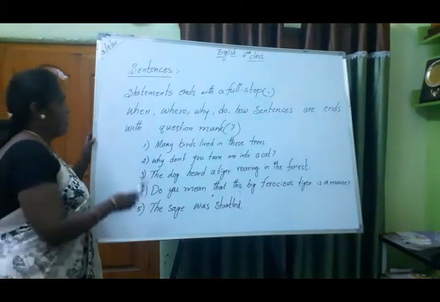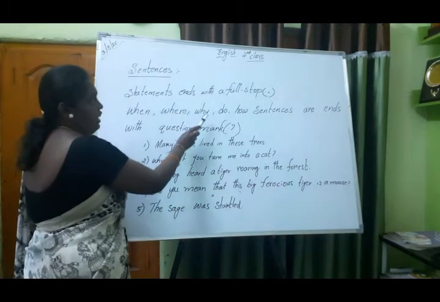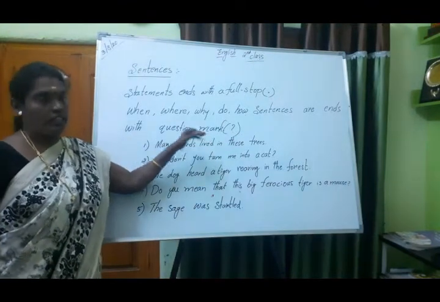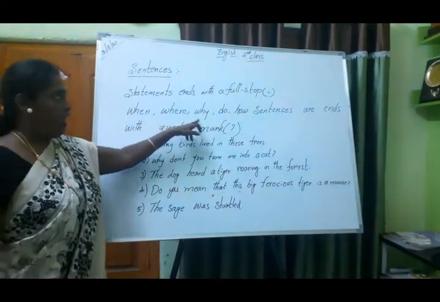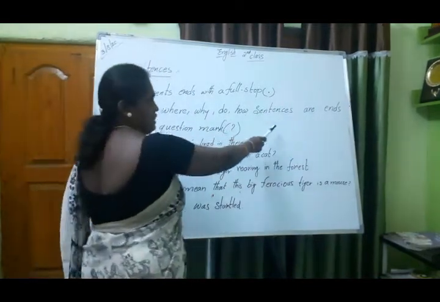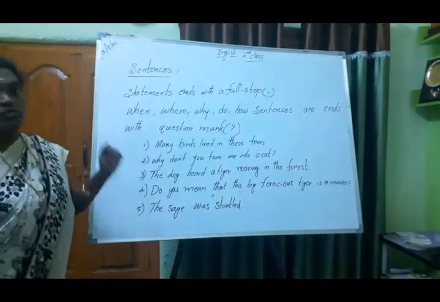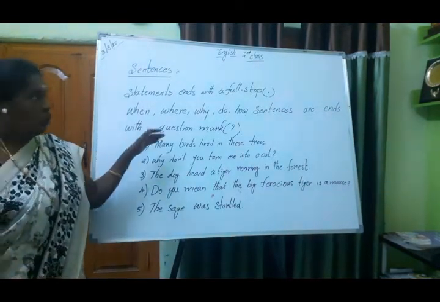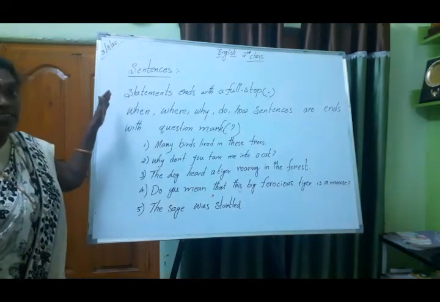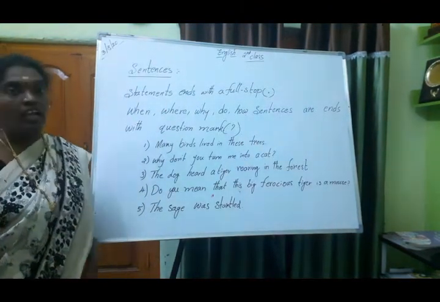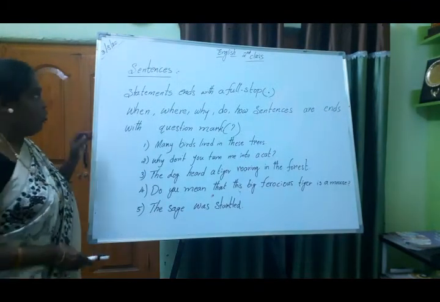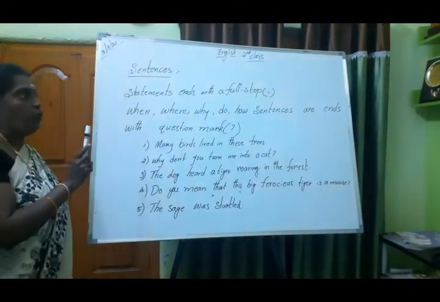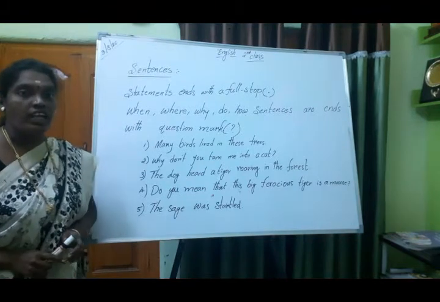Then the next sentence is here. When, where, why, did, you. This sentence ends with the question mark. When, where, why, do, how. Sentences like these end with the question mark, children. And a statement sentence ends with the full stop. Okay children, do you understand now? The statement sentence ends with the full stop, and sentences starting with when, where, why, do, how end with the question mark.